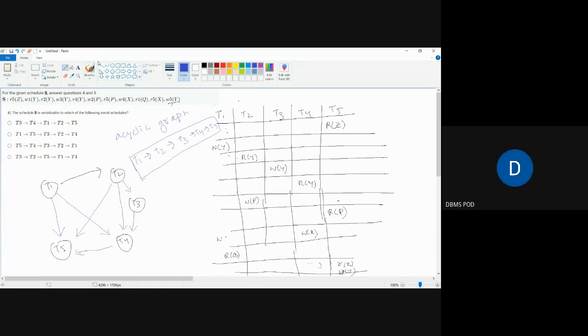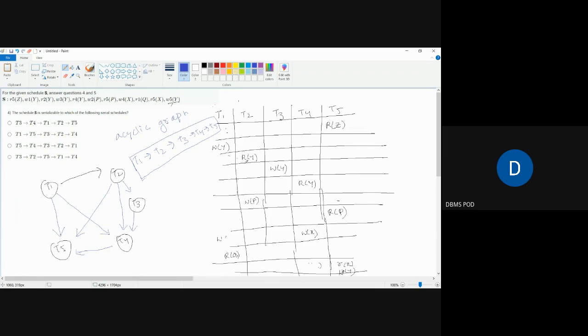Yes, sir. You have to check the initial read. Is any initial read present? Try to think. Any data item? R2 Y is not an initial read because it reads the updated value written by T1, not the actual database value. So this is not an initial read, correct?